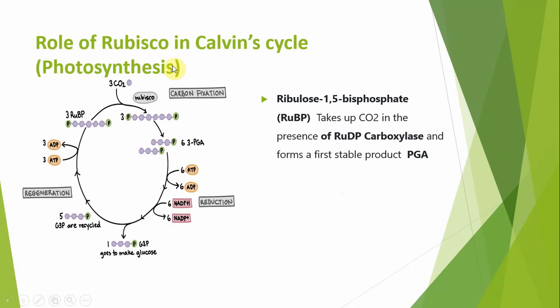Now what is the role of Rubisco in the Calvin cycle? It is the first enzyme which catalyzes the first reaction, that is RuBP accepts carbon dioxide and forms a 6 carbon compound which is not stable, and ultimately it forms a 3 carbon compound which is a stable product, that is phosphoglyceric acid. So ribulose 1,5 bisphosphate takes up CO2 in the presence of RuBP carboxylase and forms the first stable product, PGA, phosphoglyceric acid. So this is the role of Rubisco in the Calvin cycle.